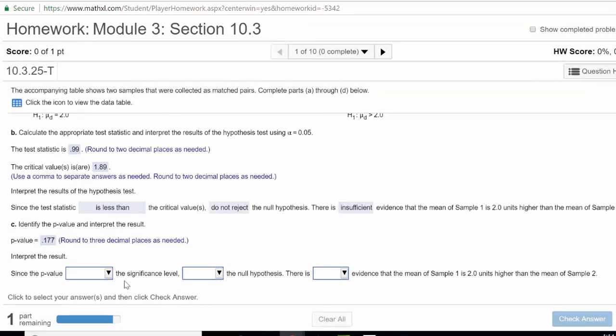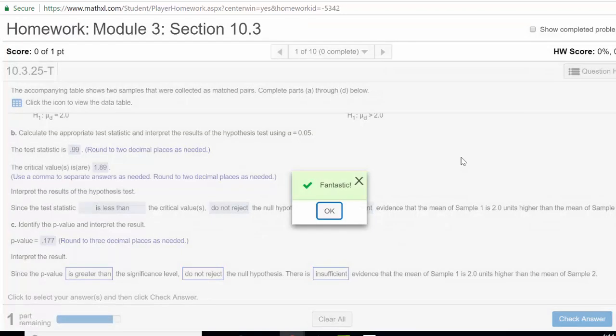Conclusion should still be the same. The p-value is greater than the significance level, a lot bigger than 0.05. We do not reject the null hypothesis. There is insufficient evidence, same as above. So these two should actually match. You should get the same answer.